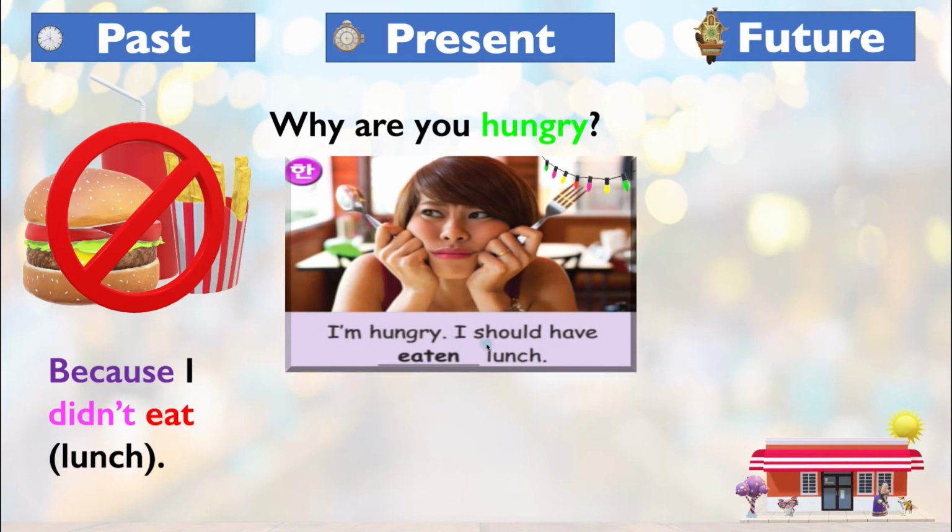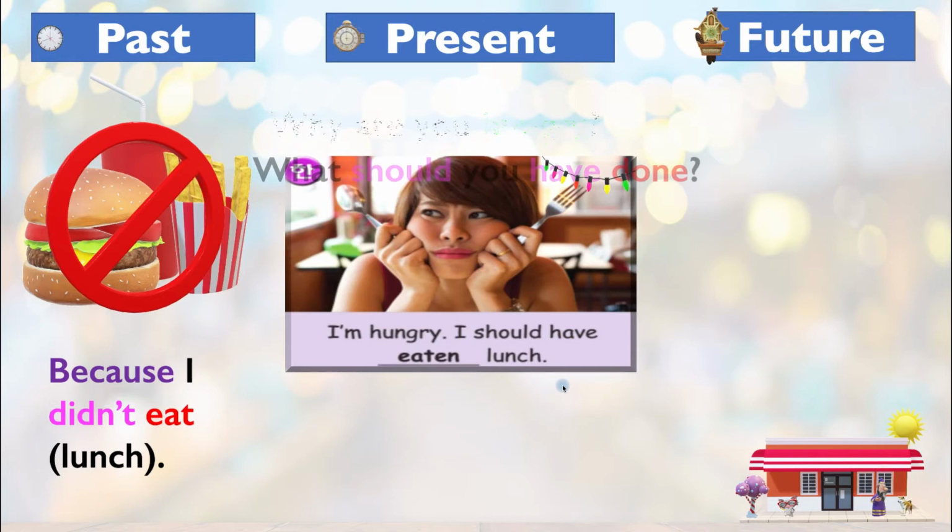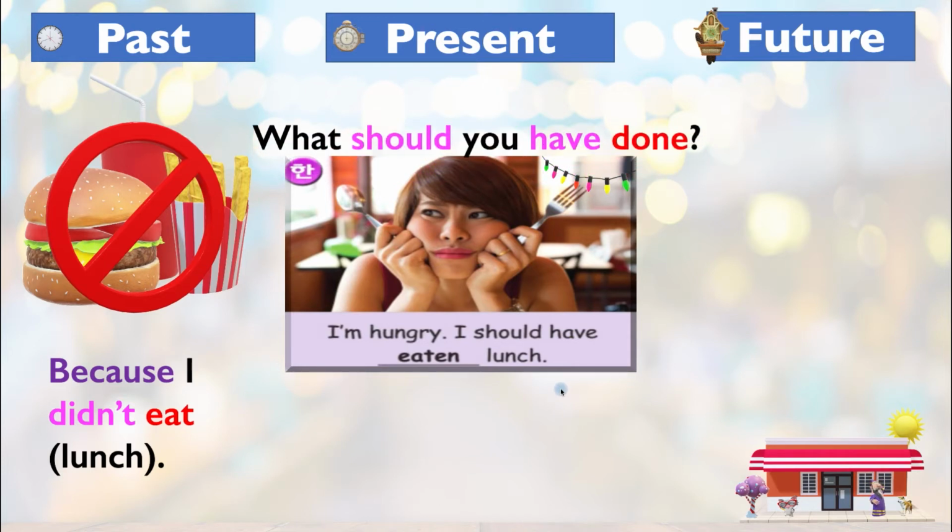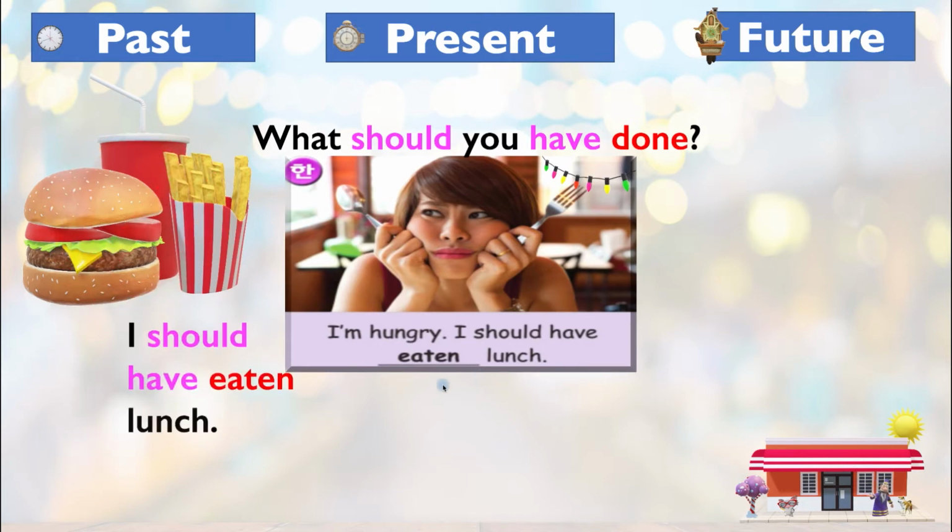Second sentence is I should have eaten lunch. So why is she saying that? So we need another question to help us understand the second bit. What should you have done? And as she says here, I should have eaten lunch. So as Yoonghee said before, we need eaten here because of the have and the should. And so we have our past participle.